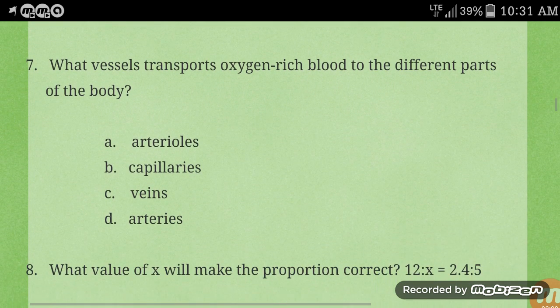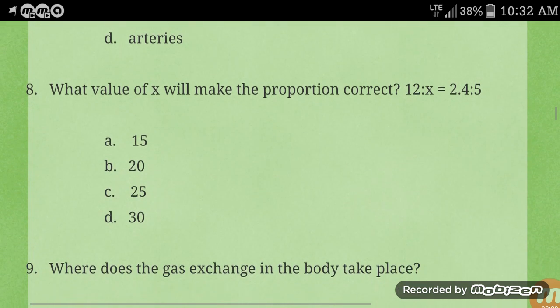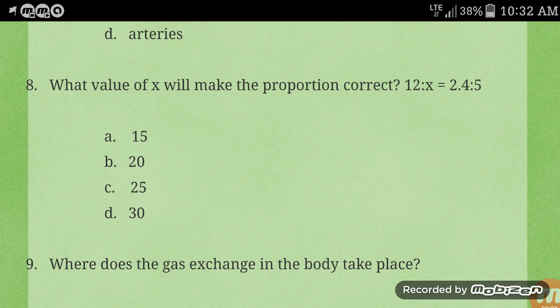Okay, next, number 7, what vessels transport oxygen-rich blood to the different parts of the body? It's arteries, okay? Veins are from the body to the heart, carrying carbon dioxide-rich blood, okay? Capillaries are small blood vessels that transport blood to every cell, okay? Arterioles are the connection between the arteries and the capillaries, okay? The arterioles.